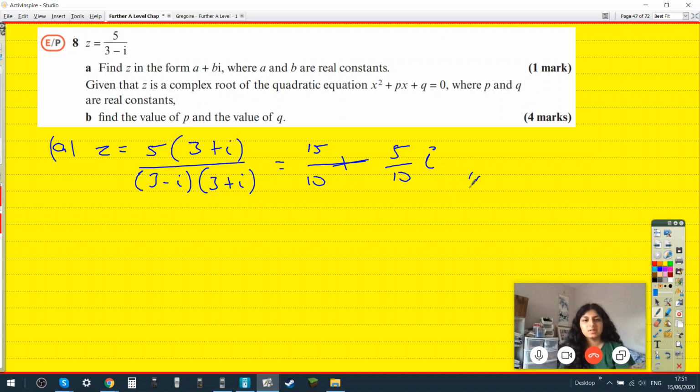Would they want me to simplify it? I want you to simplify. 3 over 2 plus half i. Or i over 2. No. No? A half i. Why are you not meant to write i over 2? Oh, okay. Part b. Okay, it's a bit mean.